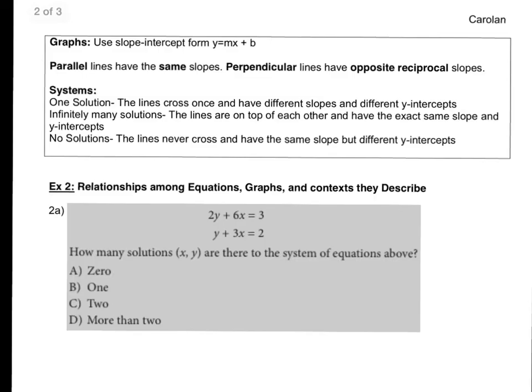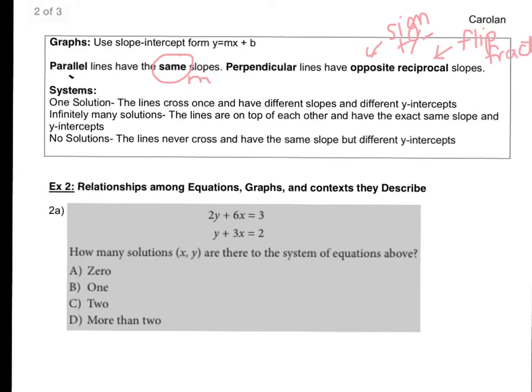When answering the next couple questions, we're going to need to remember characteristics of parallel and perpendicular lines. Parallel lines have the same slopes, so the same number for m. Perpendicular lines have opposite reciprocal slopes. Opposite sign, so flip it from positive to negative or vice versa. And reciprocal means you flip the fraction.